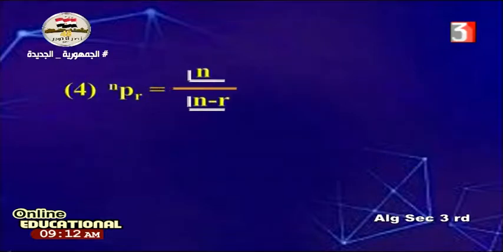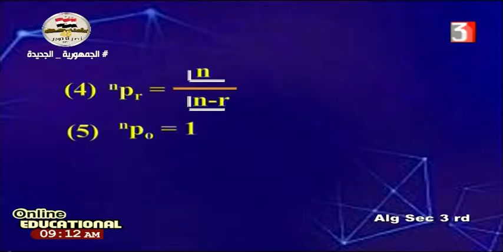nPr by different ways equals factorial n over factorial of the difference between n and r. nPr equals factorial n over factorial n minus r. 10P3 equals what? Factorial 10 over factorial 7.